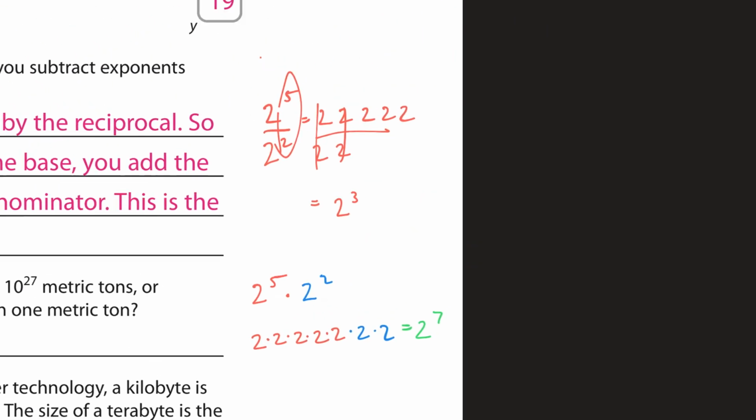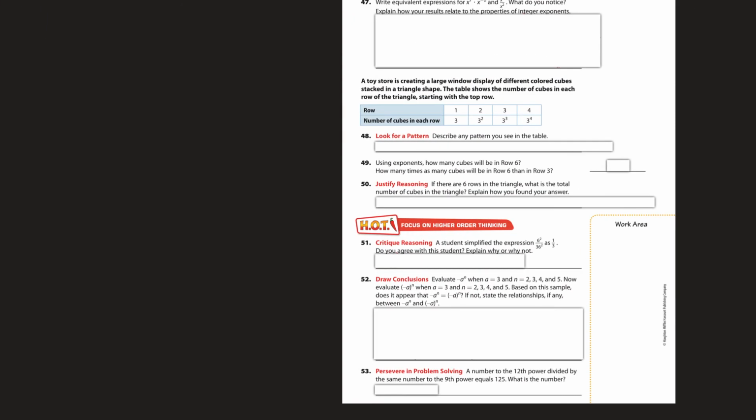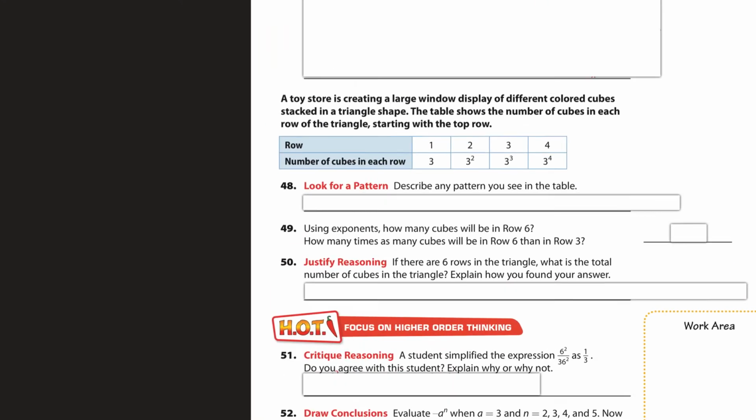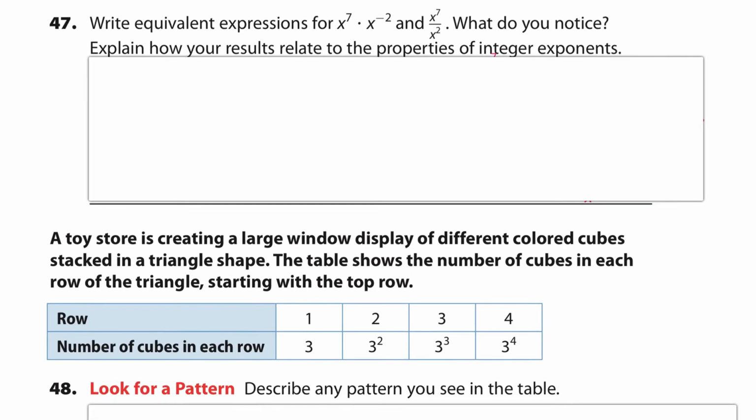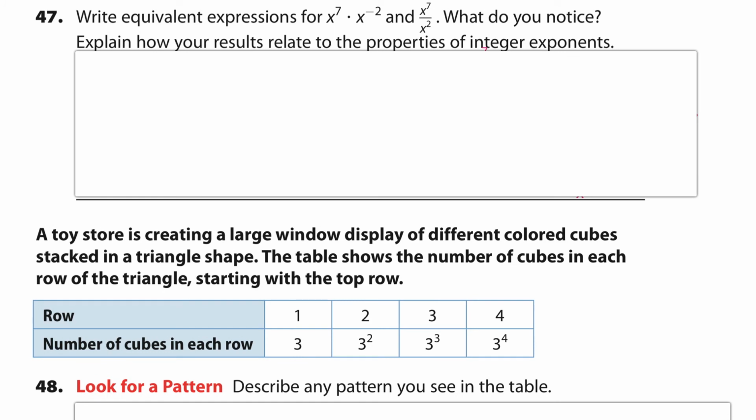All right. And we have the last bit here. Where can I find it? All right, so we have the last bit of problems here, number 47. Write equivalent expressions for x to the 7th times x to the negative 2nd, and x to the 7th divided by x to the positive second.